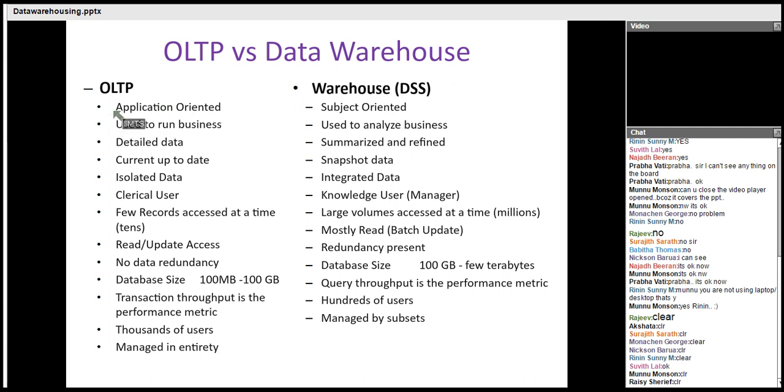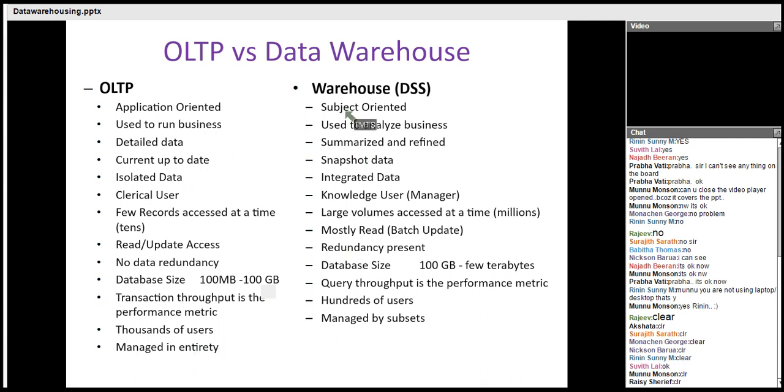Then let us see the difference between the OLTP versus the data warehouse. OLTP is application oriented. It is used to run business. Detailed data, current up-to-date, isolated data, clerical user, read, update, access, no data redundancy. Database size is between 100 MB to 100 GB. Transaction throughput is the performance metric, thousands of users managed in entirety.